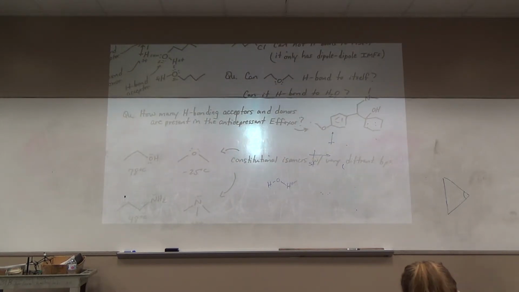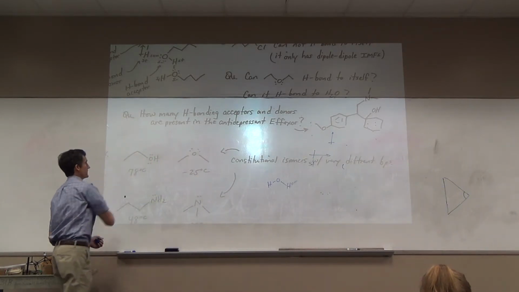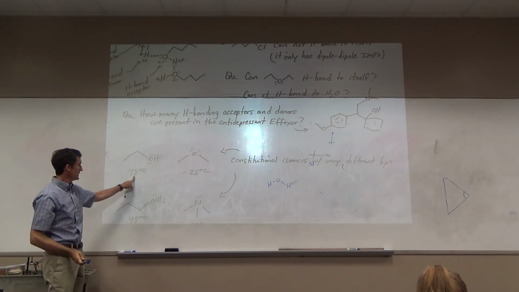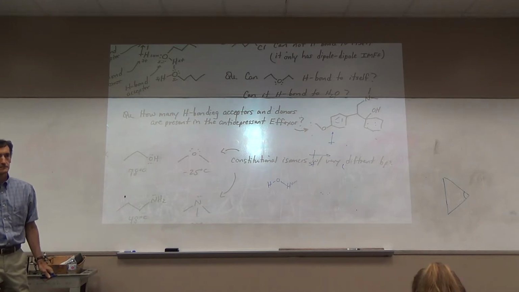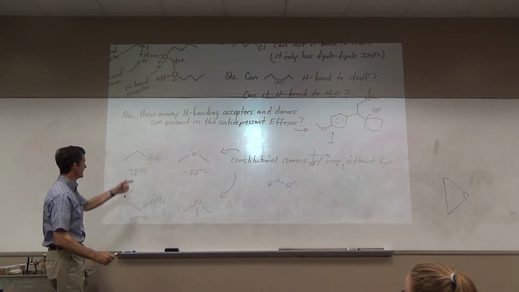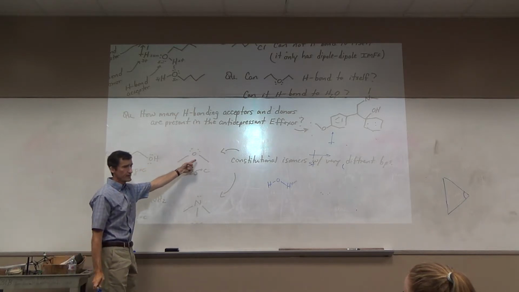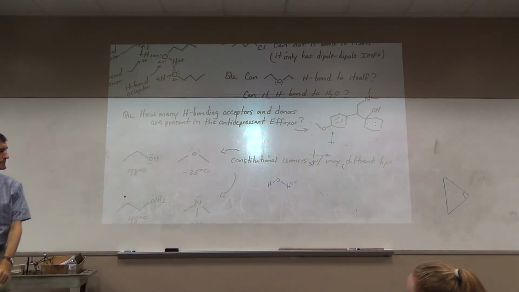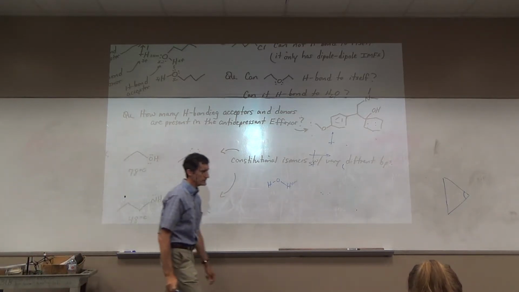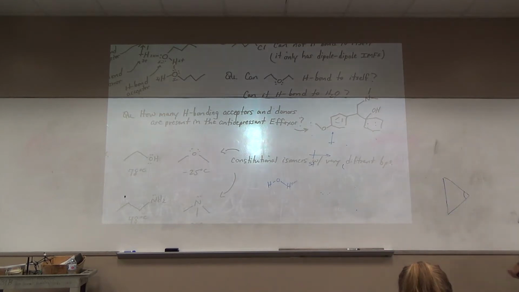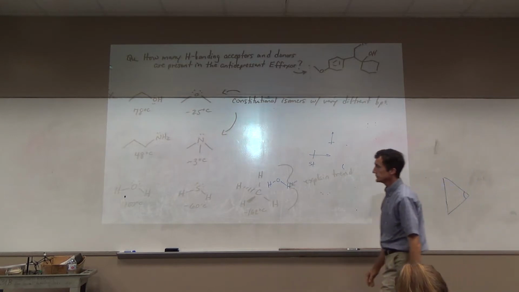All right. Let's look at these examples here. These 2 are constitutional isomers, same formula. They're isomers. Why does this one have such a higher boiling point? Hydrogen bonding. These molecules can hydrogen bond to each other. Can these molecules H bond to each other? No. These are constitutional isomers. Why does this one have such a higher boiling point? Hydrogen bonding possible between the molecules.